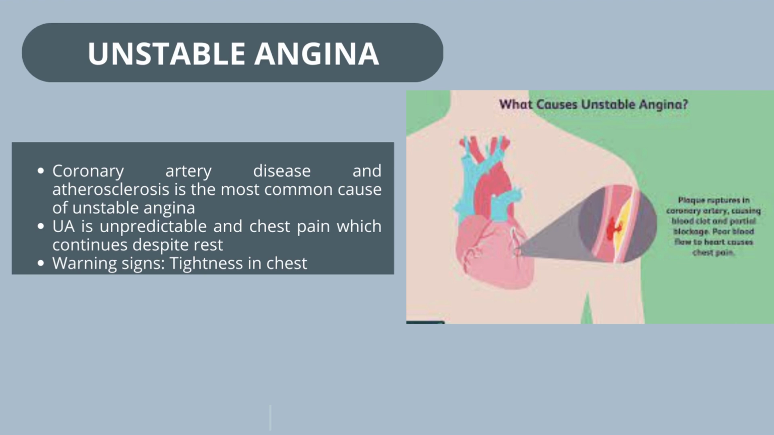Unstable angina is probably the least severe of the three. Unstable angina is usually just caused by coronary artery disease, usually atherosclerosis. While it is still unpredictable, usually the side effect of this is chest pain, and this chest pain will continue despite rest. The warning sign of unstable angina is tightness in the chest.